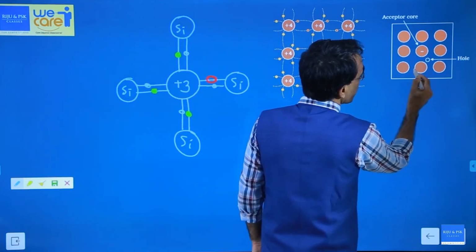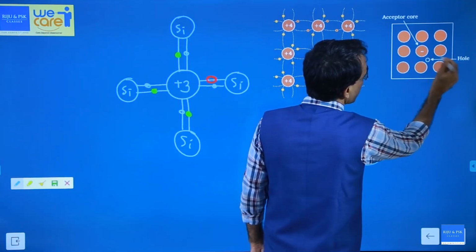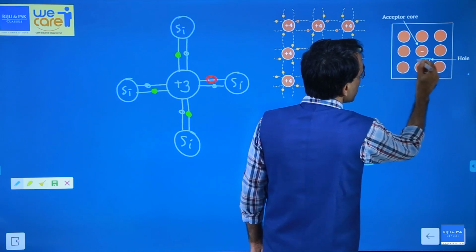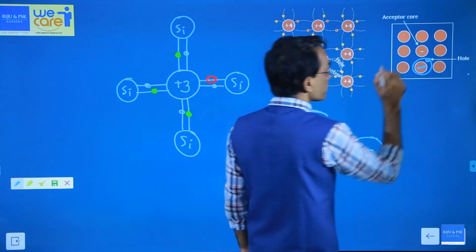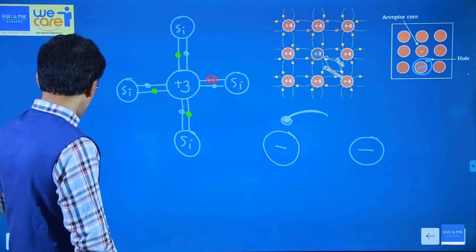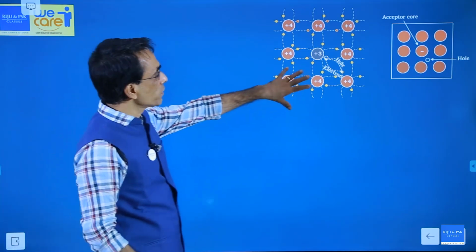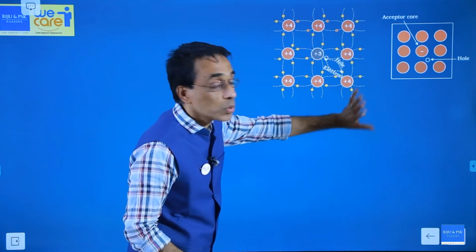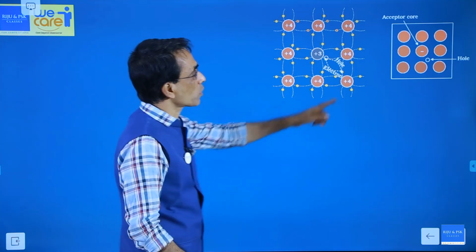Every impurity atom here has a hole. So if you put an electron into this one, this system gets a negative charge. It becomes a negatively charged ion. That is given in the NCERT textbook like this one. Just go through the diagram, study that one. Acceptor core. This is the acceptor core.